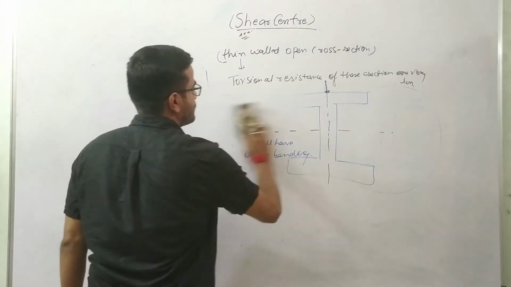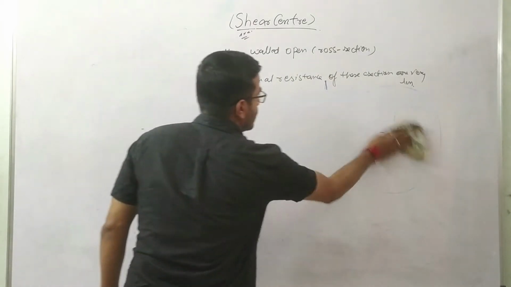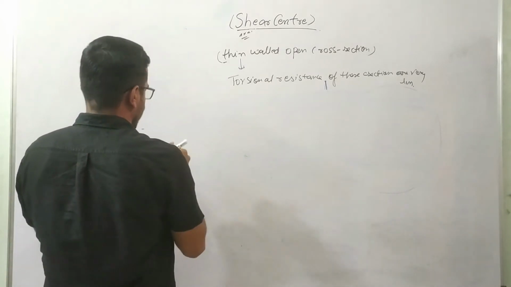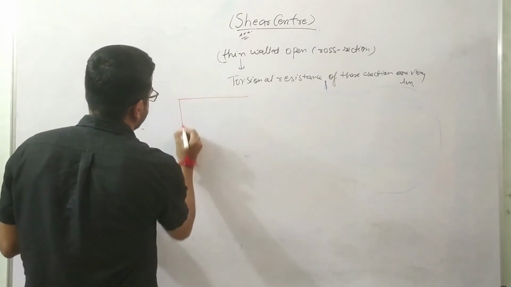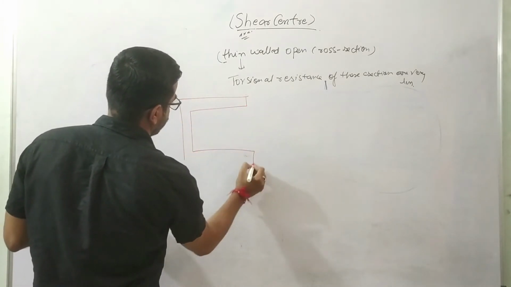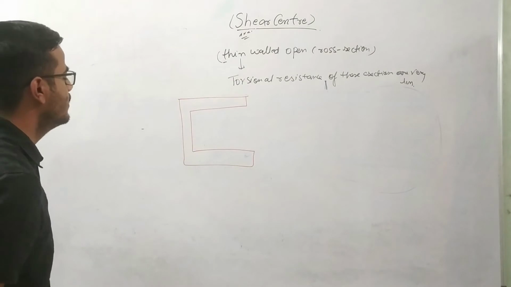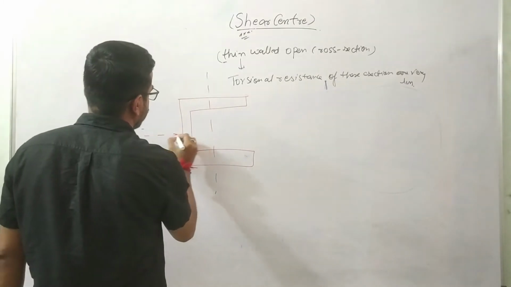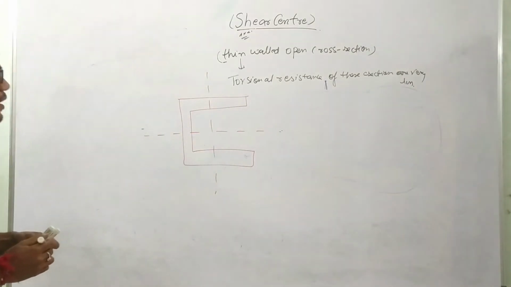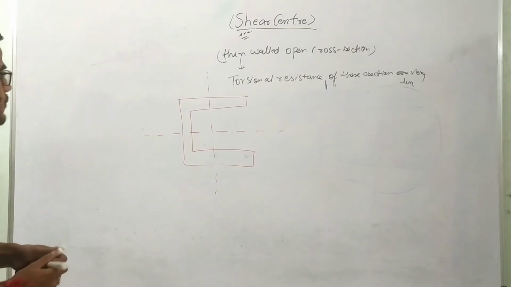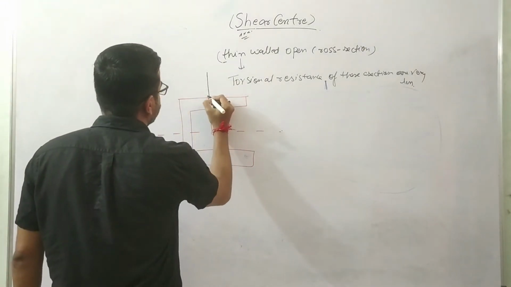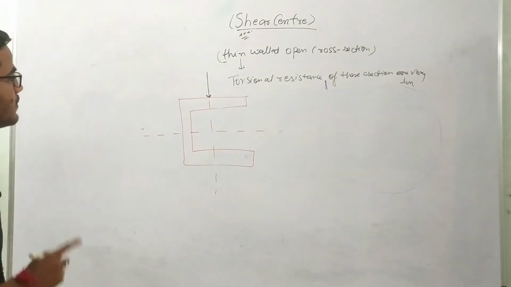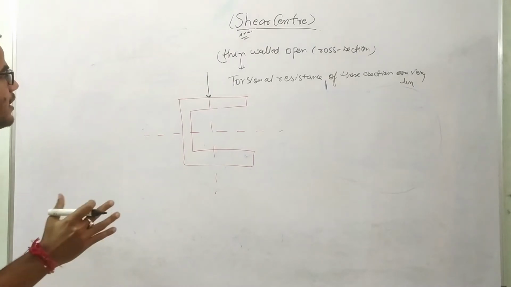Now we are coming to unsymmetrical sections. This is one channel section, which is an open, thin walled open section, and this is the principal centroidal axis. Now in this type of structure, when we apply a vertical load along this principal centroidal axis, the structure will not only bend but it will also twist.